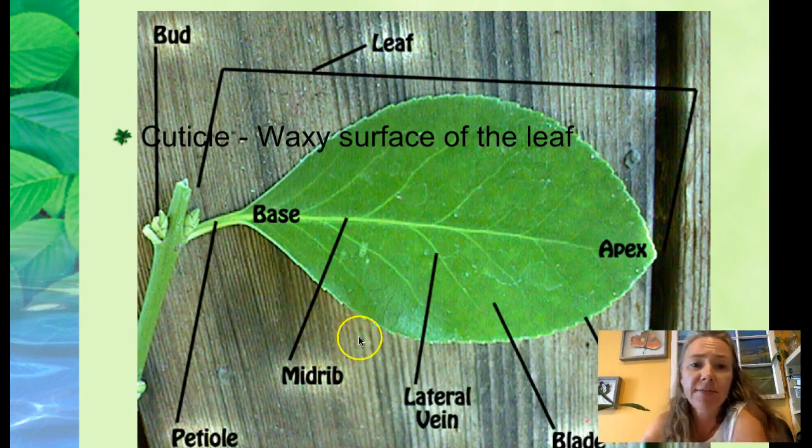The other parts of the leaf that we'll be talking about are the base, which can be a variety of different shapes depending on the kind of plant, as well as the margin, so the edge of the leaf, just like the margins of a paper, the apex, which is the top, and then some veins running through there where our vascular tissue will be.